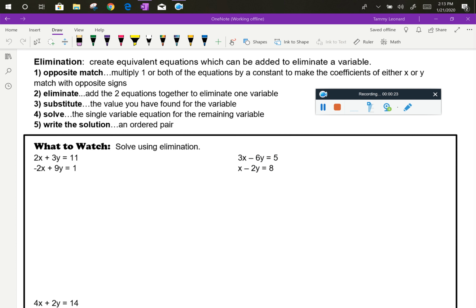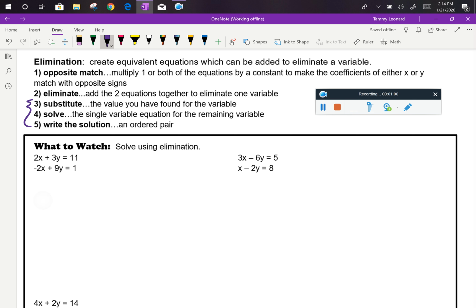Step 2, eliminate. We add the two equations together, and either the x's or the y's are eliminated in the problem. Step 3, substitute. When we substitute, it's a lot like the substitution method. We've found a value for the variable, and we're substituting back in. We solve the equation once we've substituted that value in, and then we write the solution in ordered pair. These last 3 steps are exactly the same as the last 3 steps in a substitution problem. It's the beginning of this problem that's a different method than what we did in substitution. So let's take a look at an example.